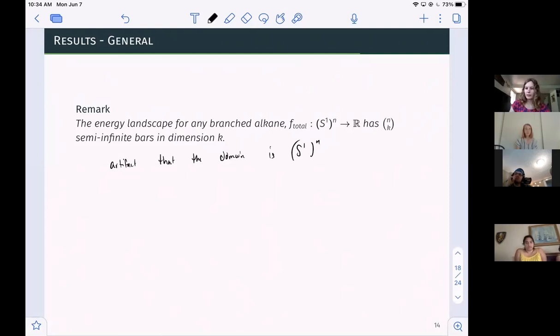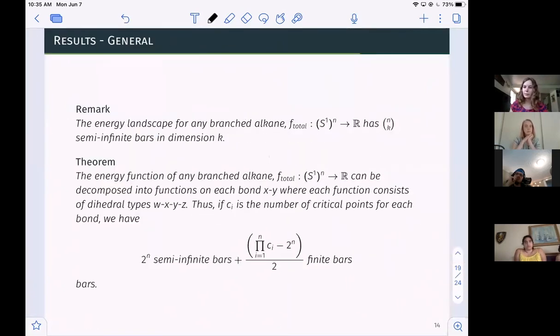So that's the first thing we can say that is pretty already understood, but we can use it then to talk about the number of bars in general. So the energy function of any branched alkane, F total, which is just the total energy landscape of the entire molecule, can be decomposed into functions on each bond, x, y, where each function consists of dihedral types. That's just the numbers 1, 2, 2, whatever.